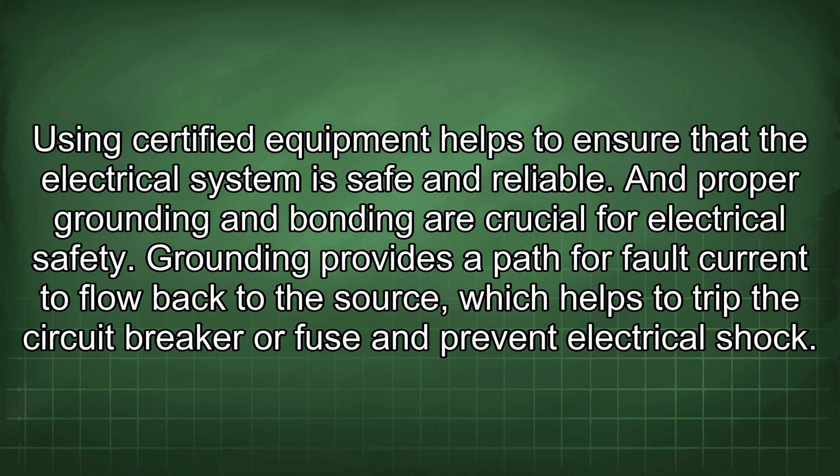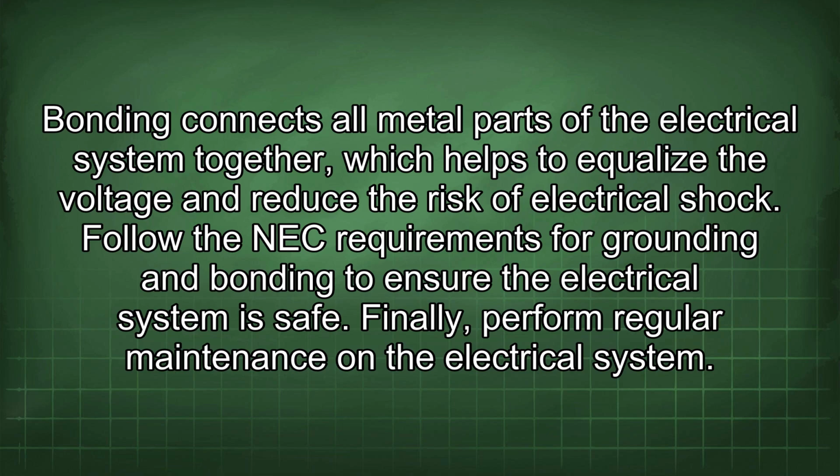And proper grounding and bonding are crucial for electrical safety. Grounding provides a path for fault current to flow back to the source, which helps to trip the circuit breaker or fuse and prevent electrical shock. Bonding connects all metal parts of the electrical system together, which helps to equalize the voltage and reduce the risk of electrical shock. Follow the NEC requirements for grounding and bonding to ensure the electrical system is safe.